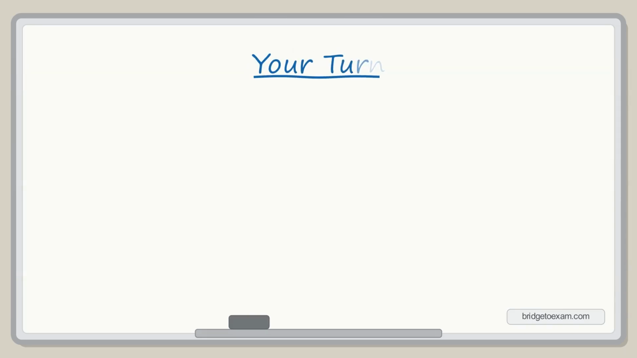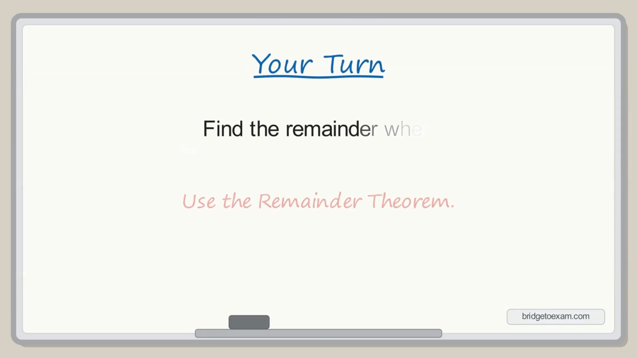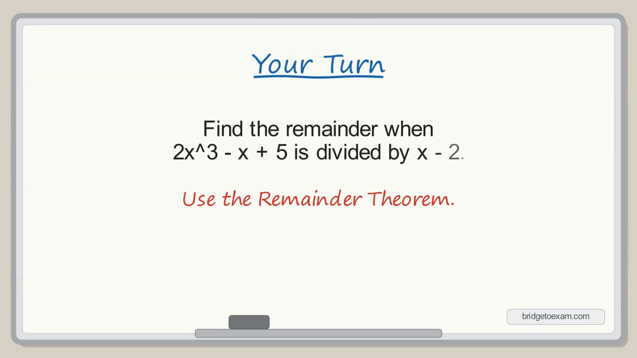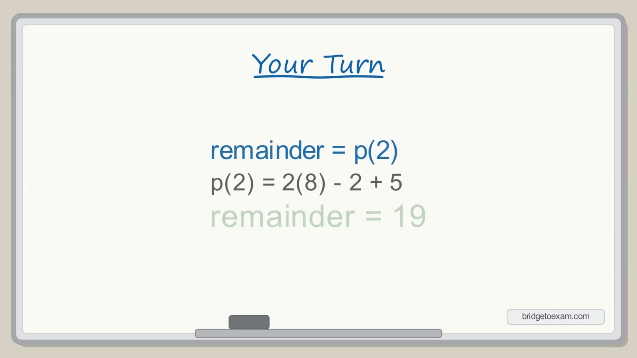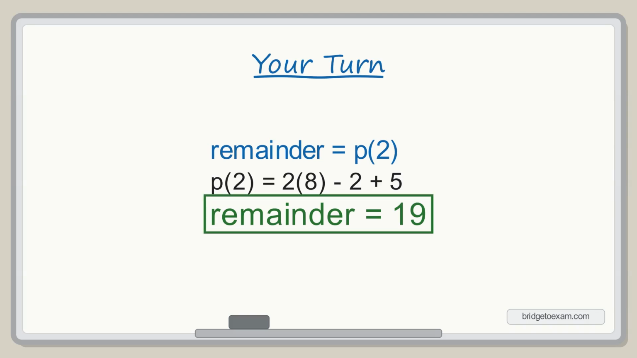Your turn. Find the remainder when 2x cubed minus x plus 5 is divided by x minus 2. Pause and use the remainder theorem. Dividing by x minus 2 means evaluate p of 2. 2 times 8 minus 2 plus 5 equals 19, so the remainder is 19.